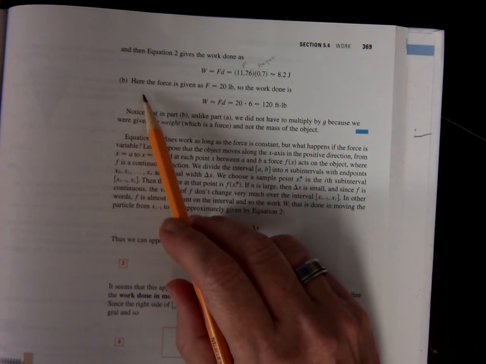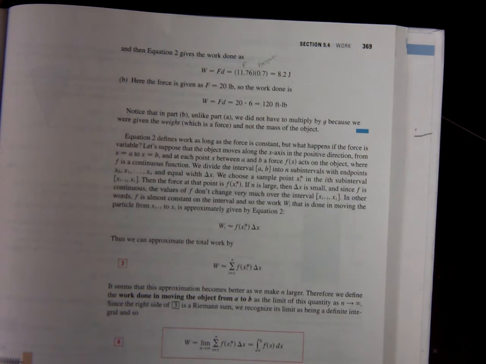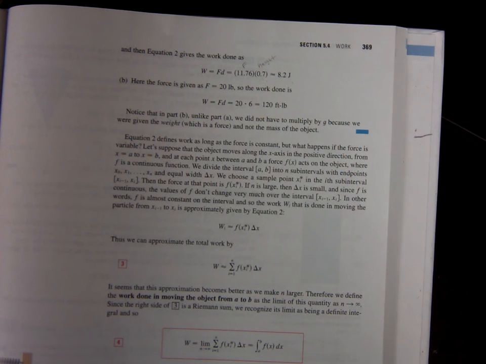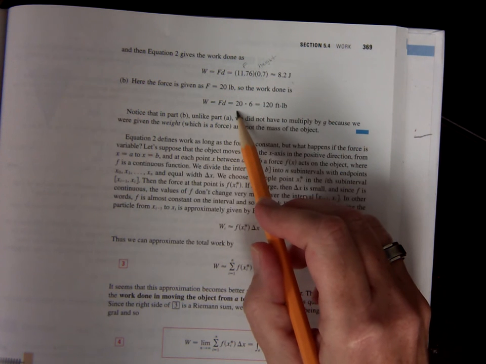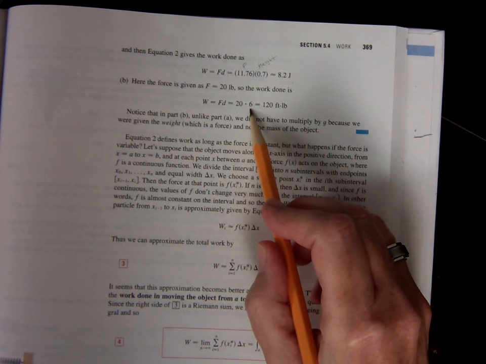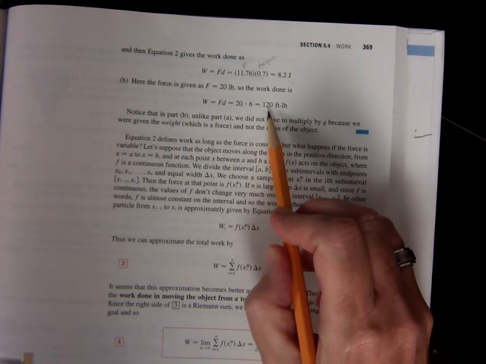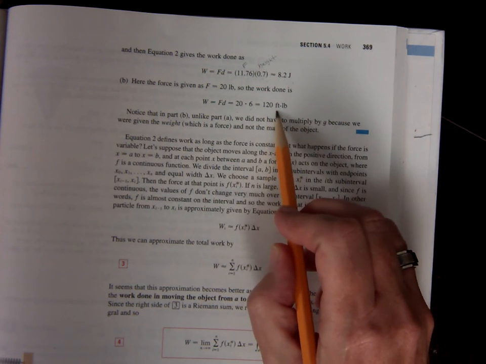Here in B, we're asked how much work is being done in lifting a 20-pound weight 6 feet off the ground? Well, here we have work equals our F times D again, and here we have a 20-pound weight 6 feet off the ground. So we would multiply the two and have 120 foot-pounds.